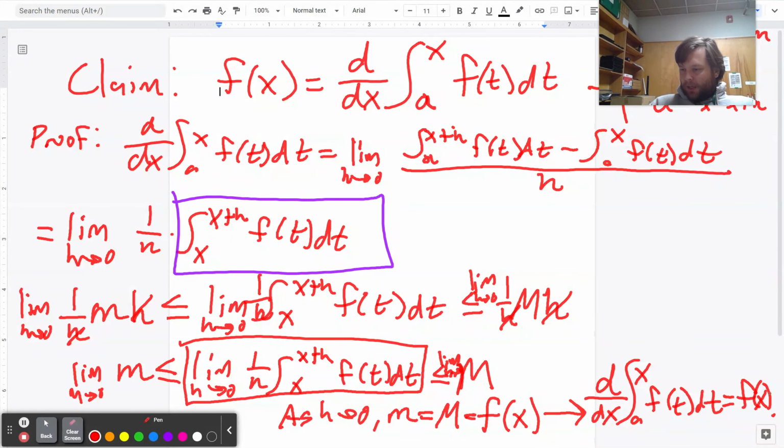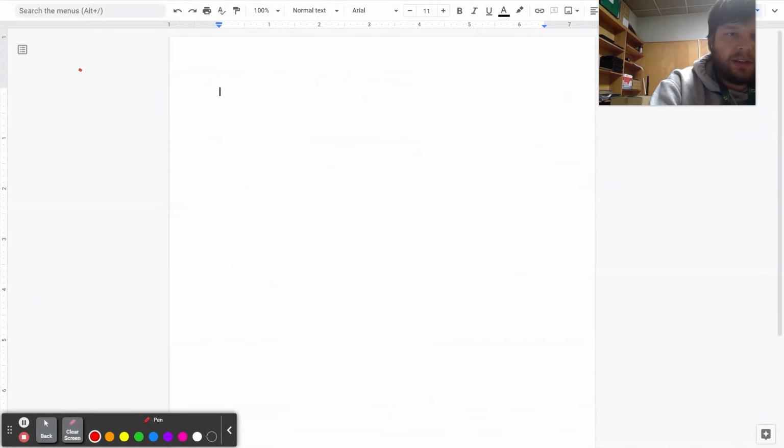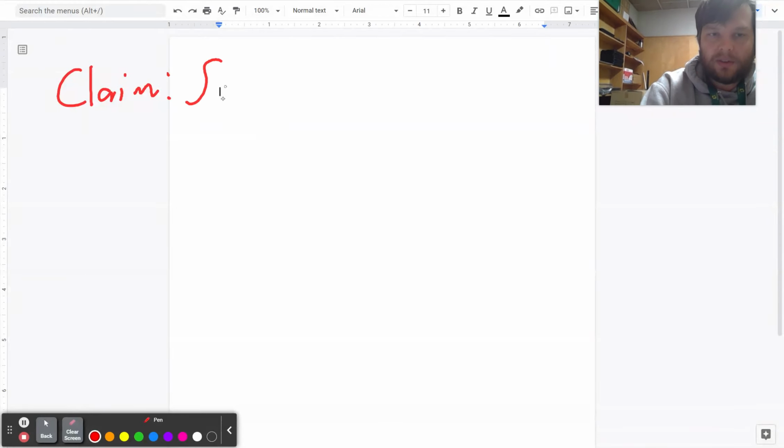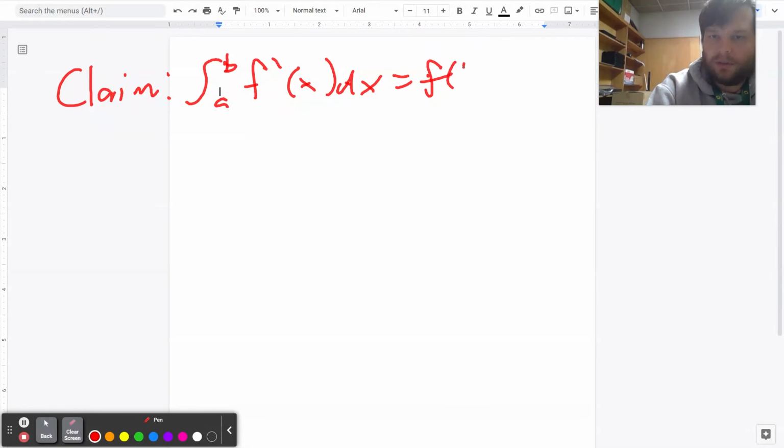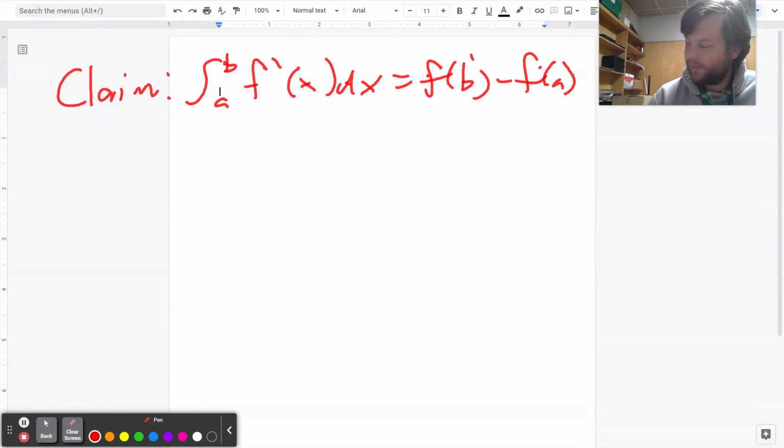So then the other piece of the fundamental theorem of calculus goes the other way. Let me clear the screen here. The other claim for the fundamental theorem of calculus is that the integral from a to b of a derivative is equal to f of b minus f of a.